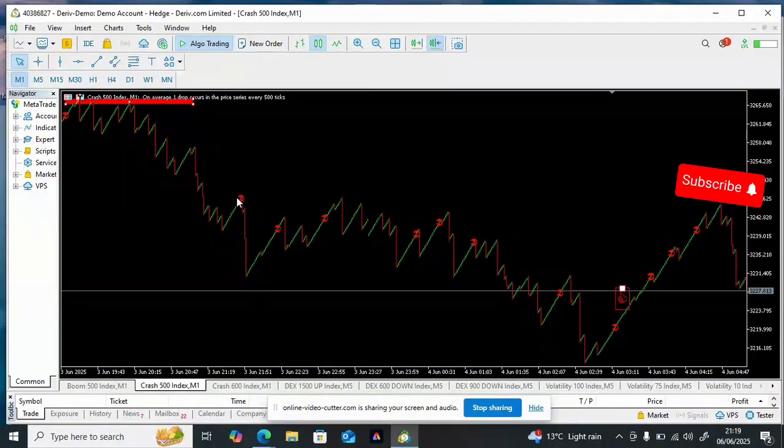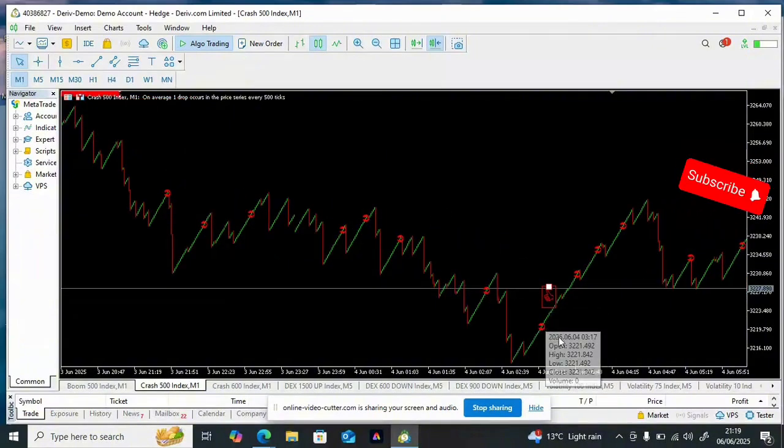You got this spike. You catch this spike. You catch it. And when you're waiting to catch this one, the market crossed above.